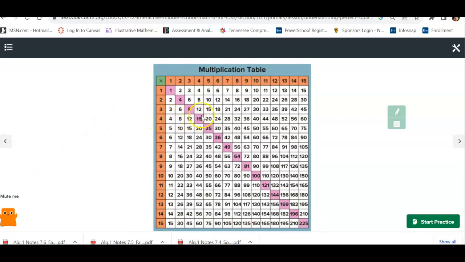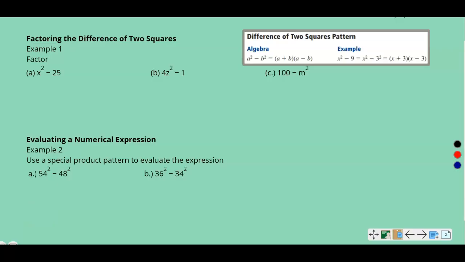For instance, 4 times 4 is 16. 5 times 5 is 25. So this is handy to review and remember. Those numbers down the diagonal are your perfect squares, and you should recognize those when you see them as perfect squares. All right, example 1, factoring the difference of two squares.